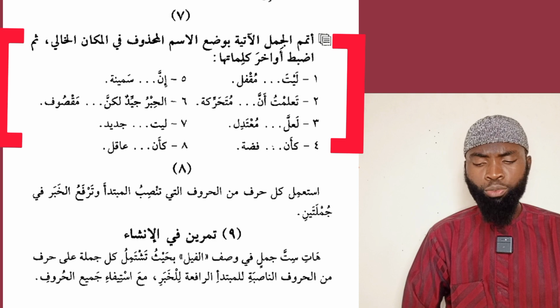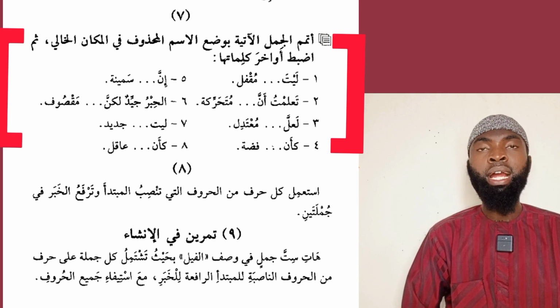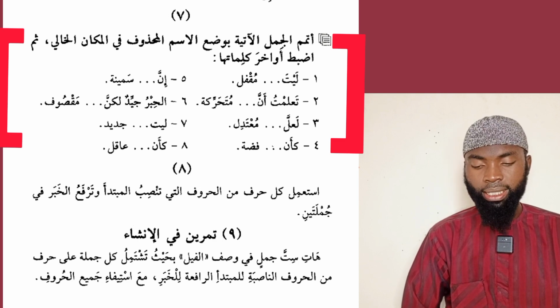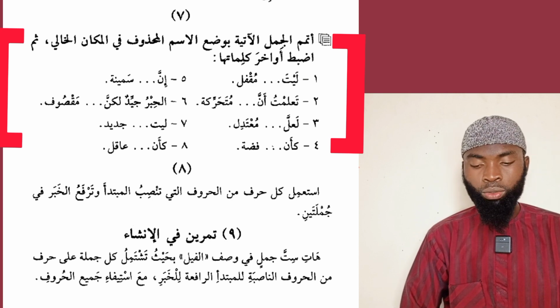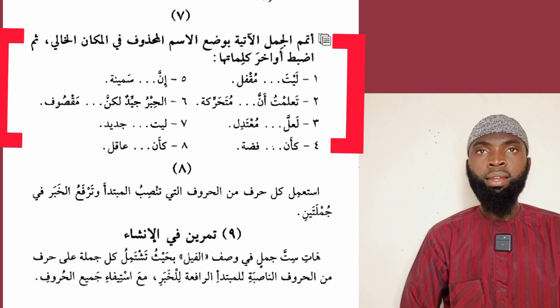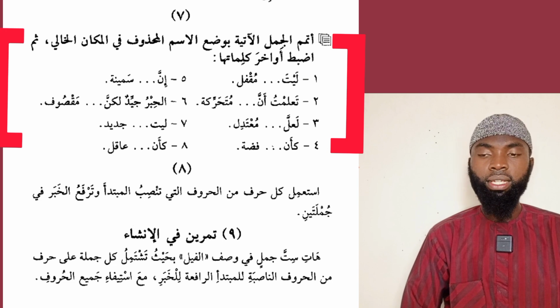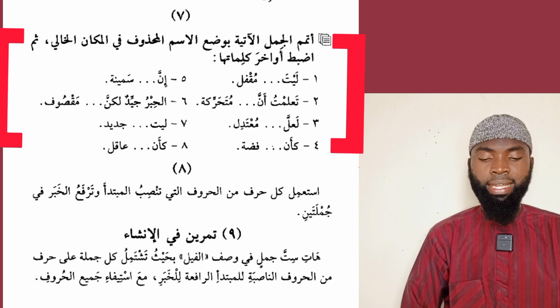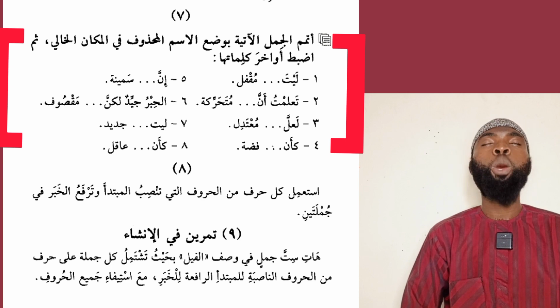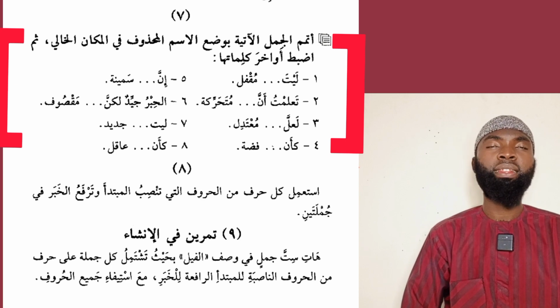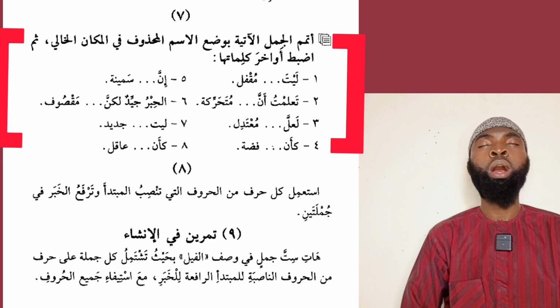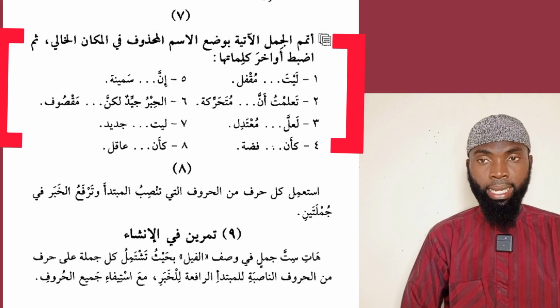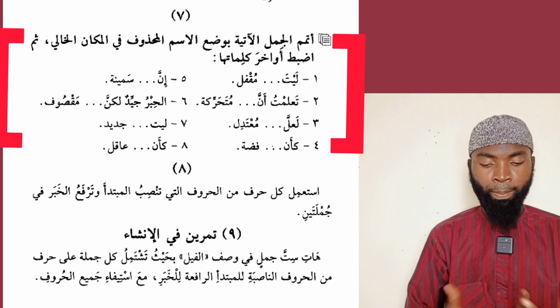Number 2, we have ta'allamtu anna dash mutaharrika. I learned that dash is moving, it's a motion. What is that? Ta'allamtu anna al-arda mutaharrika. I learned that the earth is moving, or is a motion. Number 3, we have la'alla dash mu'tadilun. Hopefully dash will be moderate, temperate. We say la'alla jawa mu'tadilun. Hopefully the weather will be moderate, temperate.